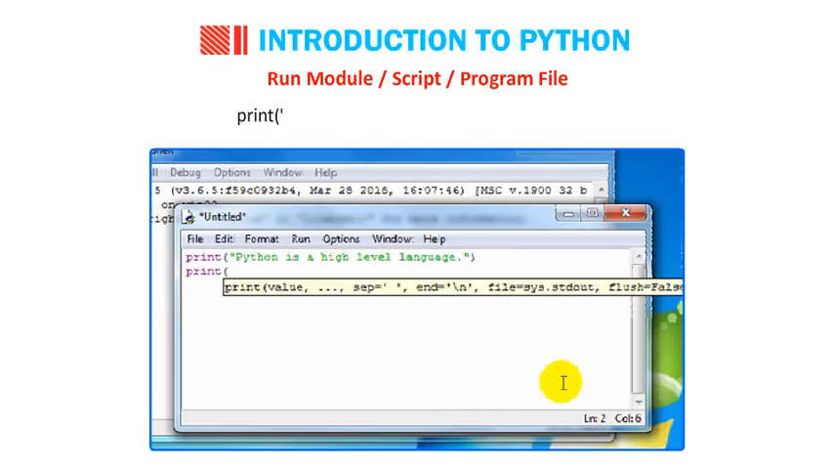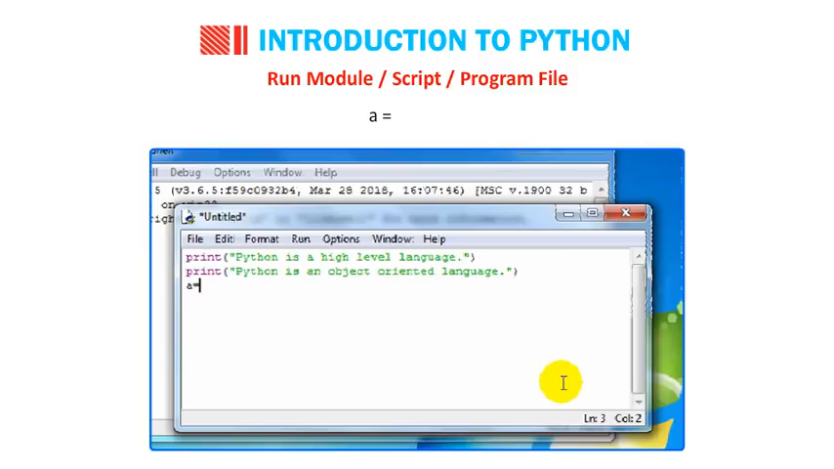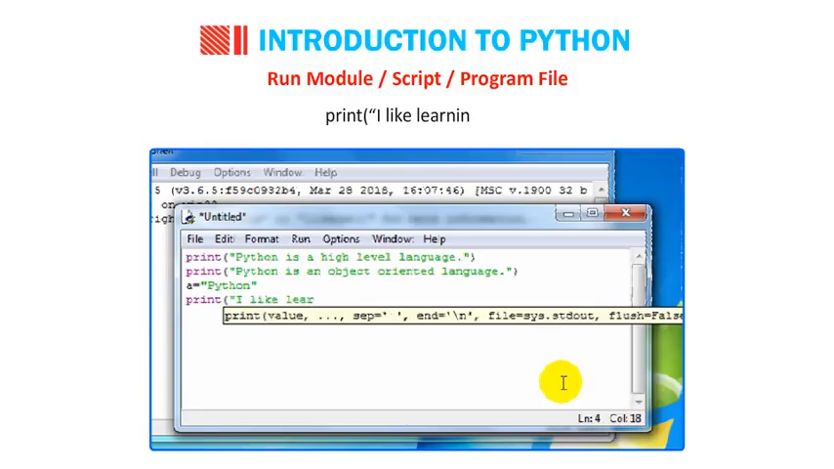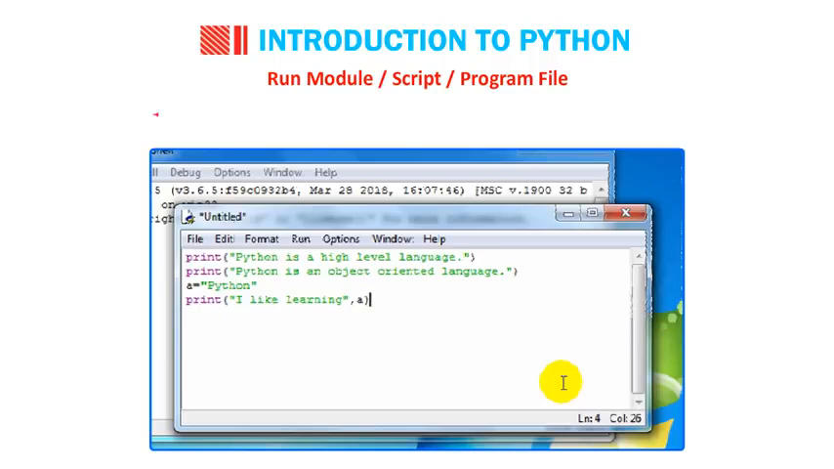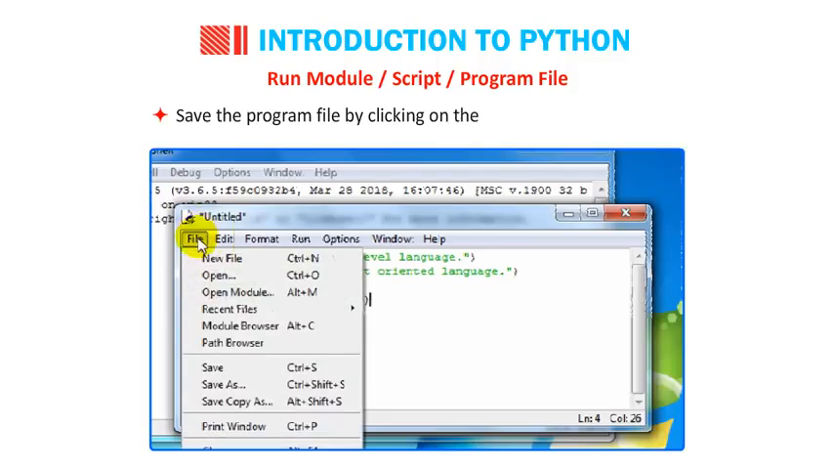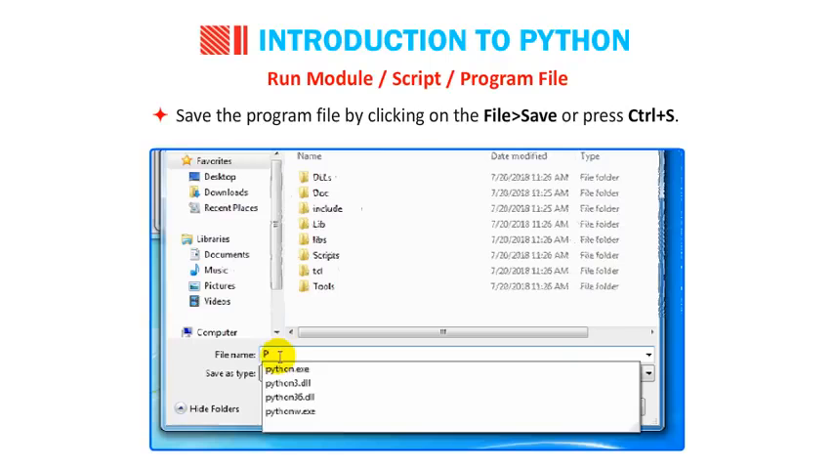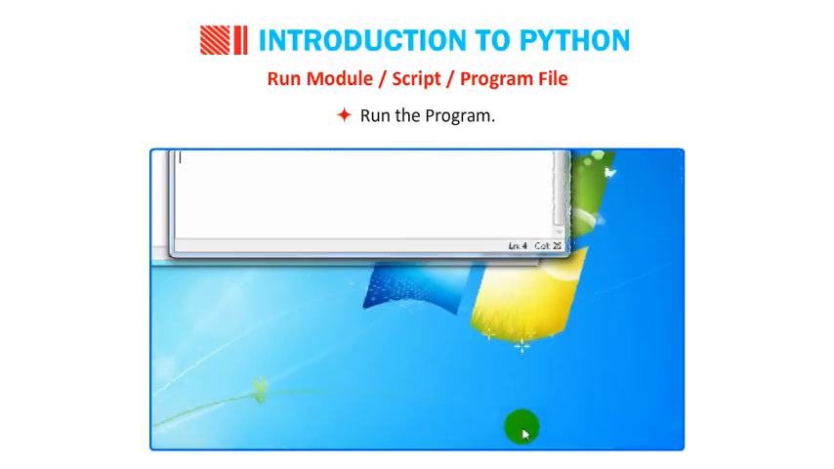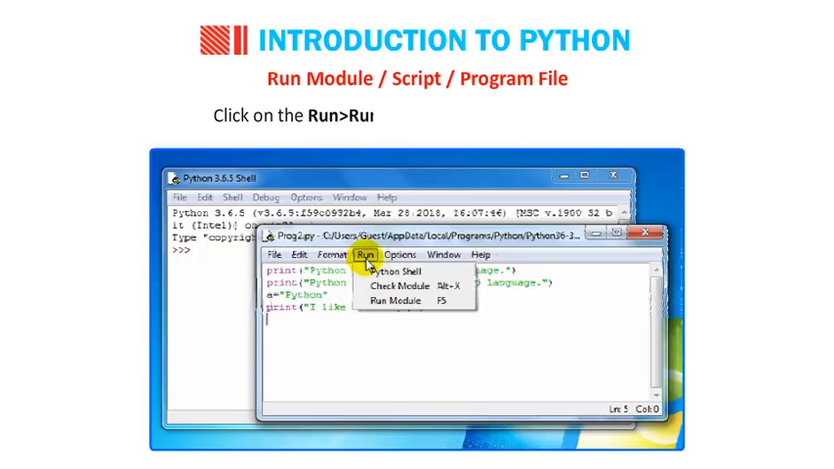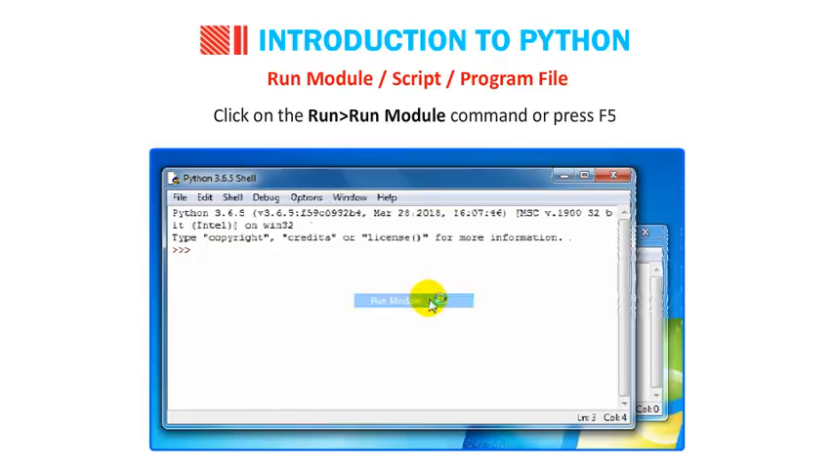print("Python is an object oriented language.") A equals "Python". print("I like learning", A). Save the program file by clicking on File, then go to Save or press Ctrl plus S. Run the program. Click on Run, then go to the Run Module command or press F5.